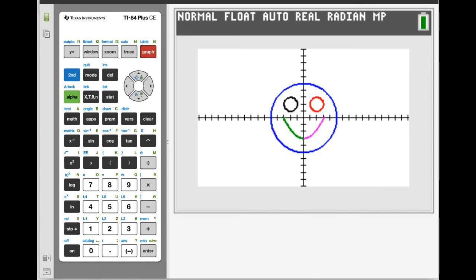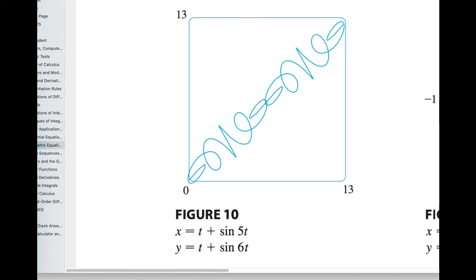I want to take a look at one more example here. Before we do the last example, I want to take a look at a couple of really fun graphs that Stewart's calculus textbook has in this section. These equations look very simple: x equals t plus sine 5t, y equals t plus sine 6t, and you get this really funky graph. It is way far from being a function in the xy plane, and we can see that some relatively simple parametric equations can describe that shape.